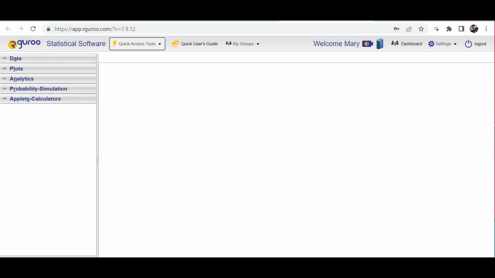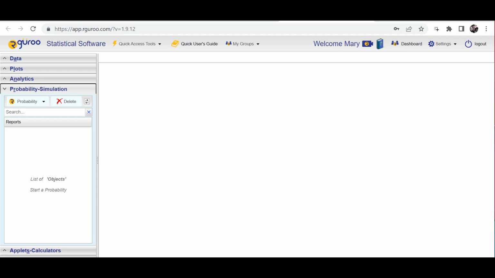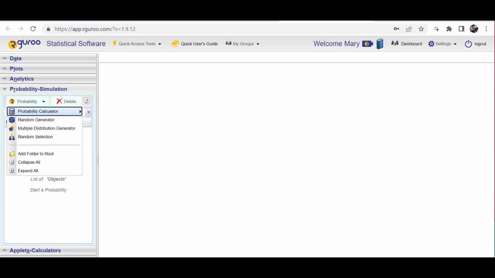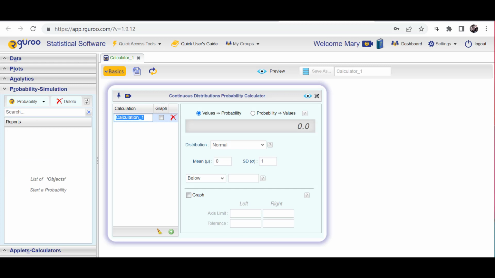So go to probability simulation, click on probability drop down, choose the probability calculator. When you do, it'll give you the choice of continuous and discrete. This is continuous. A box will pop up. We want to make sure that we choose probability to values, normal distribution. The mean is 0, standard deviation is 1. Those are the defaults. And we want to change this here to, actually, I said between, but it should say between tails. And then it'll ask for a lower tail and an upper tail. So the lower tail we said was 0.05. And the upper tail is 0.05.